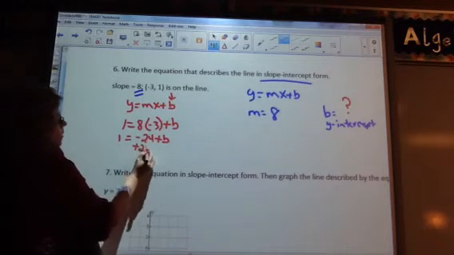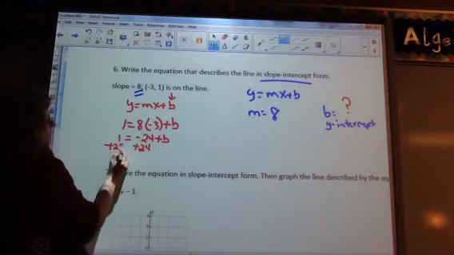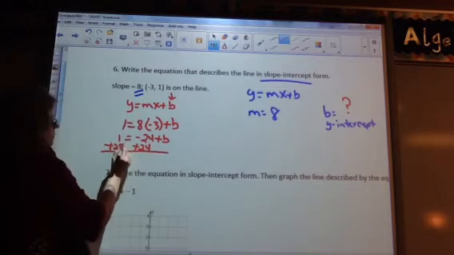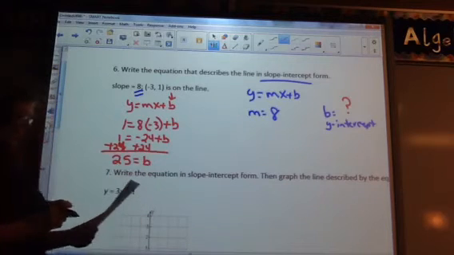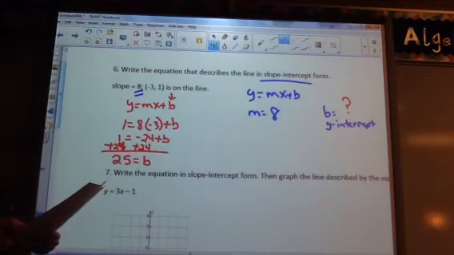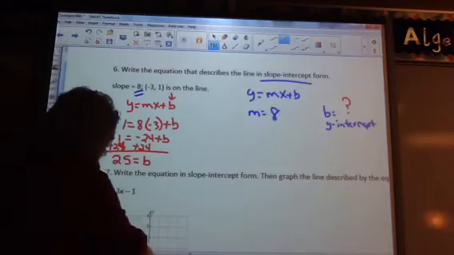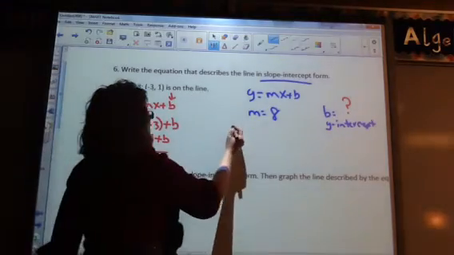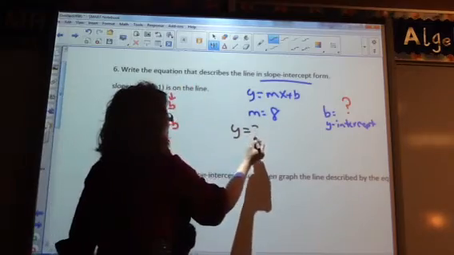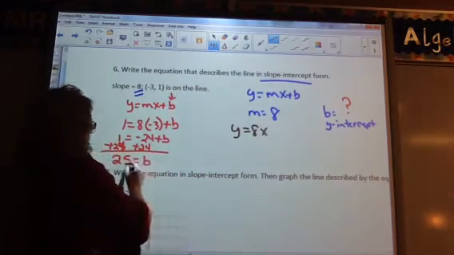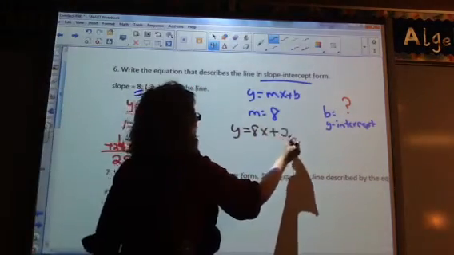So add 24 to both sides. So our y-intercept is 25, and now we can substitute into our formula. M is given. Our y-intercept is a positive 25.